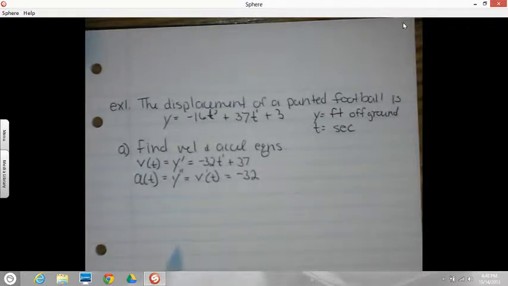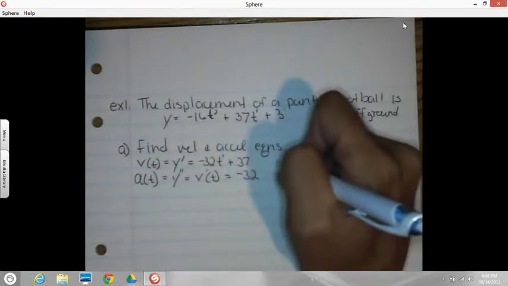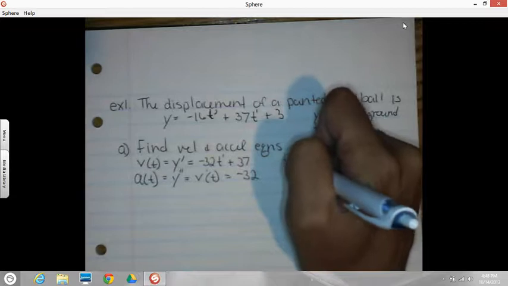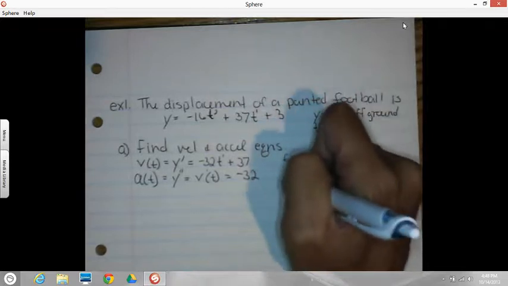Let's see. Oh, we should have done units. In velocity, this equation is going to be feet per second. And this will be feet per second squared.